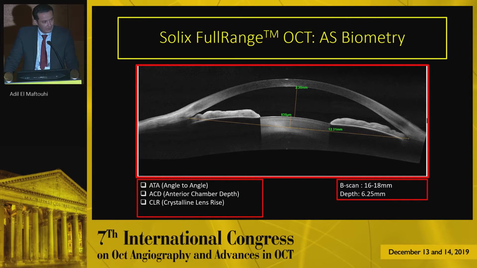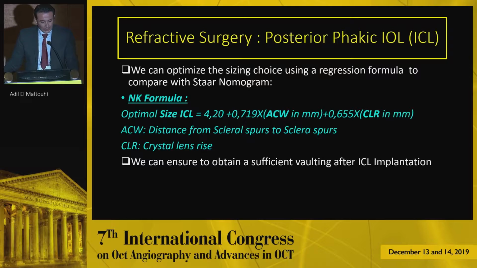The biometry is very useful for refractive surgery before phakic IOL, and in glaucoma to quantify the involvement of the crystalline lens rise in the mechanism of angle closure glaucoma. We can optimize the sizing choice using a regression formula to compare with the STAAR nomogram and the Nakamura formula. And you use the distance from scleral spur to scleral spur and the crystalline lens rise.